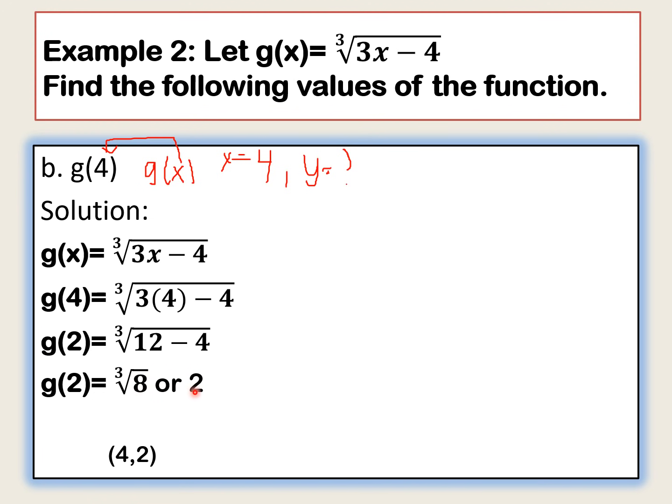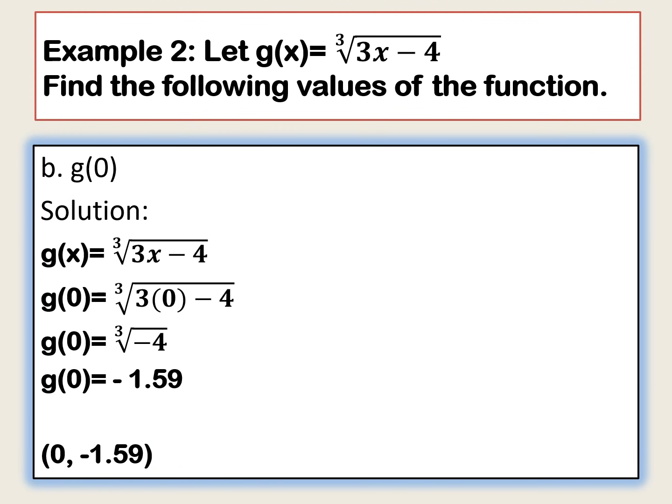So, g of 4 equals cube root of 8, is equal to 2. Okay? So, yung cube root ng 8 is equal to 2. Therefore, our ordered pair would be when x is equal to 4, our y is equal to 2. Now, that would be our ordered pair for our second item, g of 4.